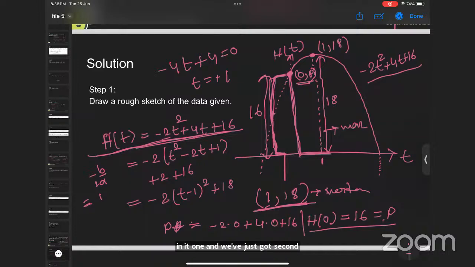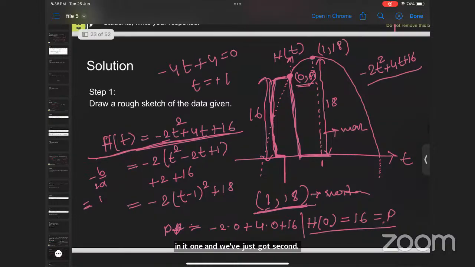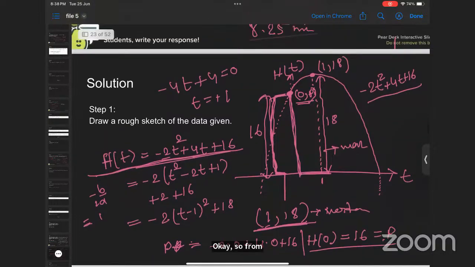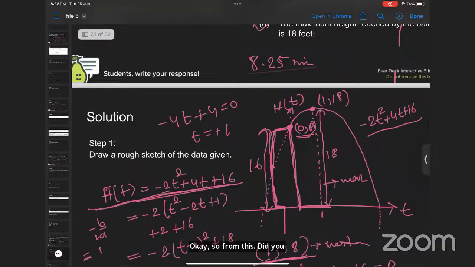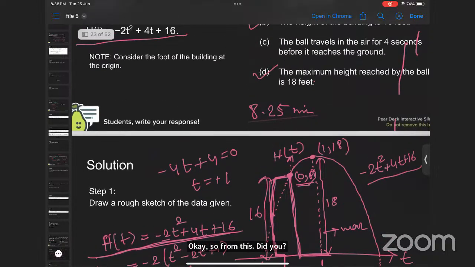So from this, we can conclude two things: when the time is 1, we are getting the highest point, and the maximum height is basically 18. Yes, ma'am.